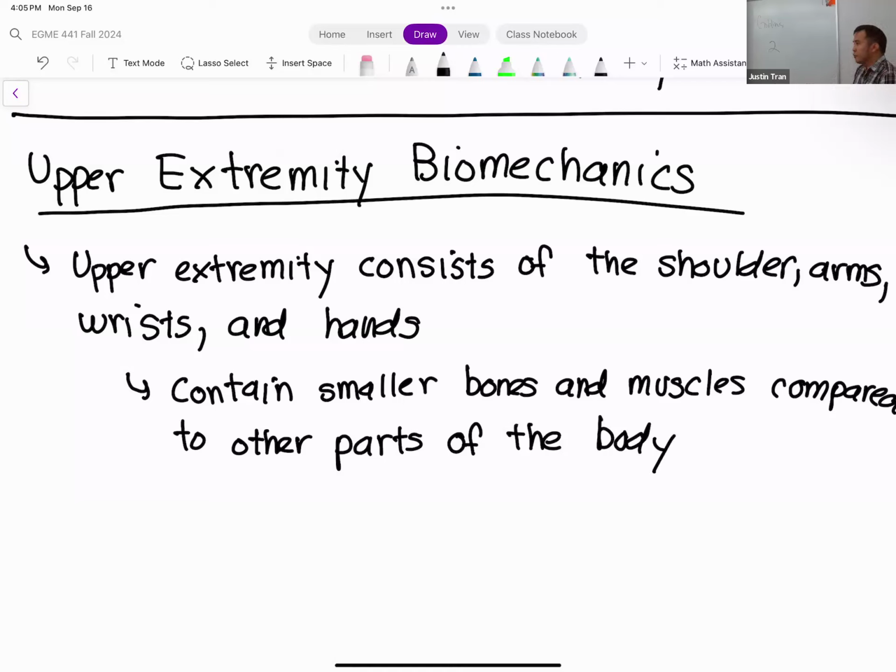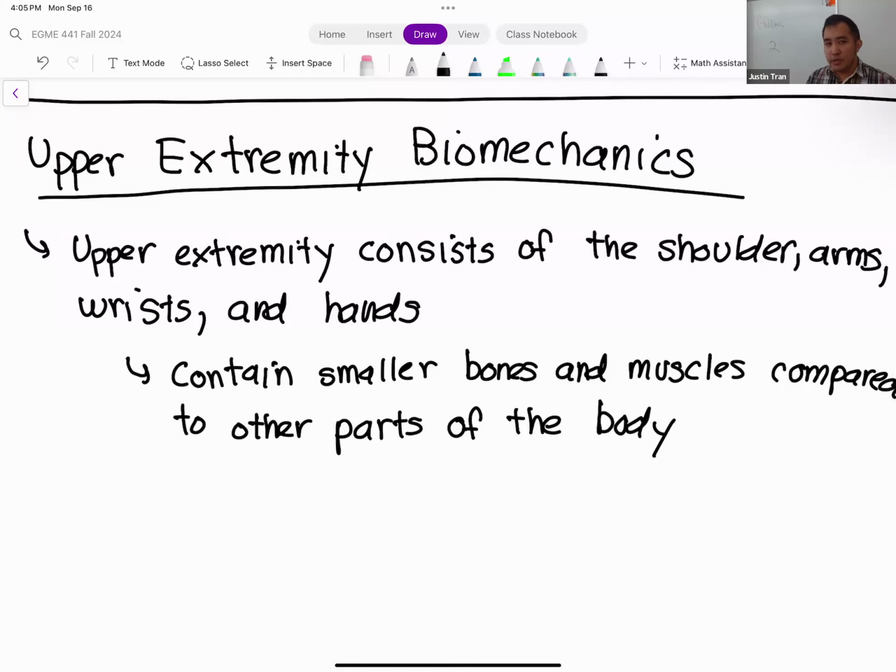And there's a few reasons for this. So the primary reason is that your upper extremity doesn't really have a biological need to have a lot of strength, because they're one of the only parts of your body that don't have to bear any weight.